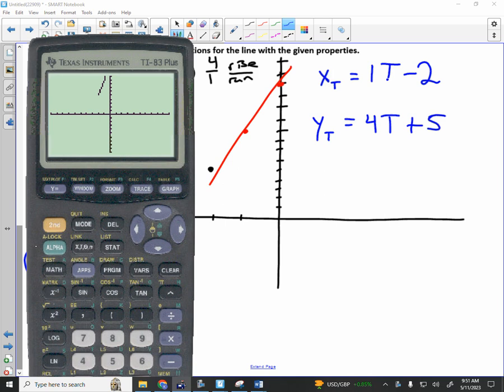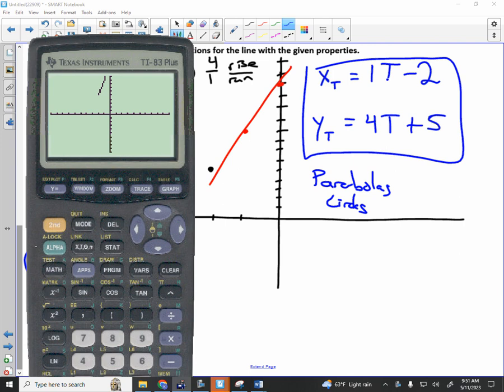We could do all sorts of equations. For example, we just did a line. We could do parabolas. We could do circles. We could do ellipses. We could do all sorts of things. We're just saying we just want to be able to do one example, a line. That should be enough.